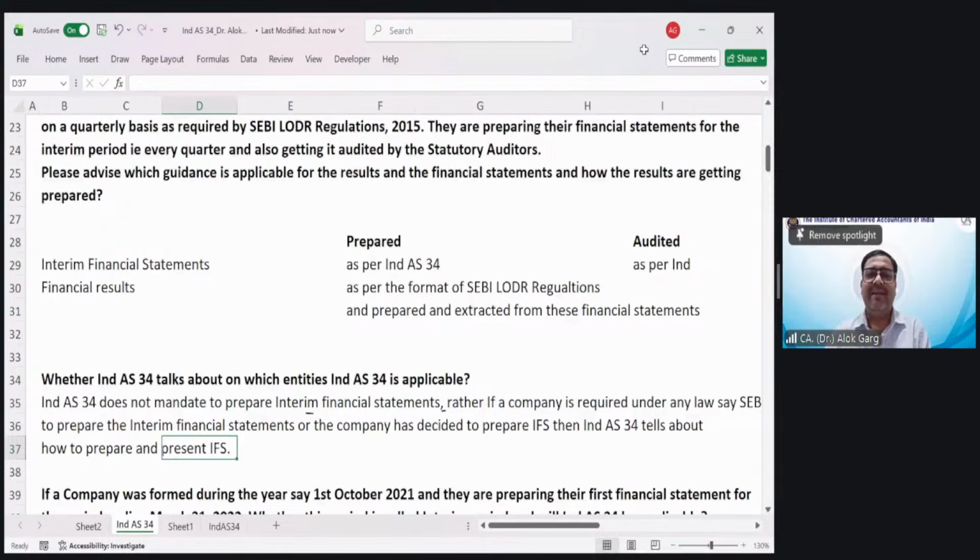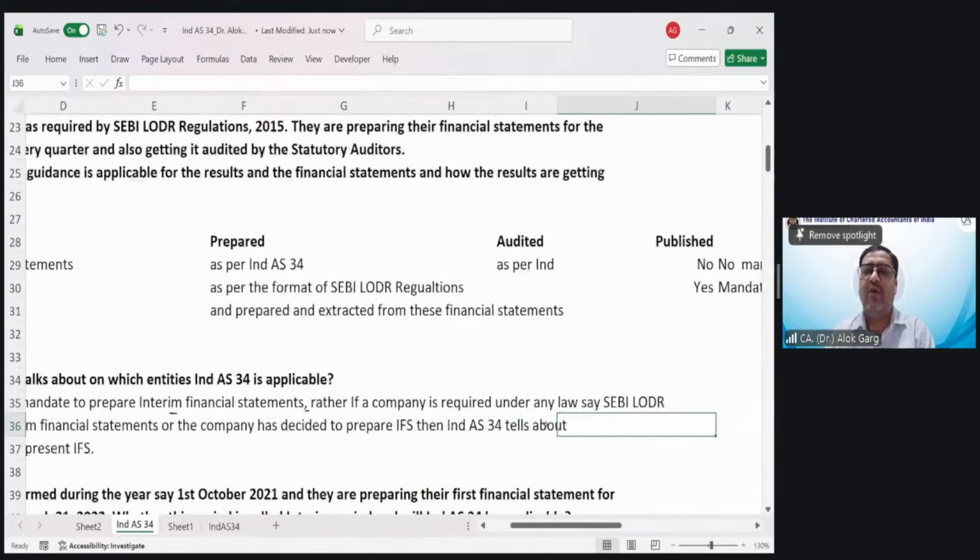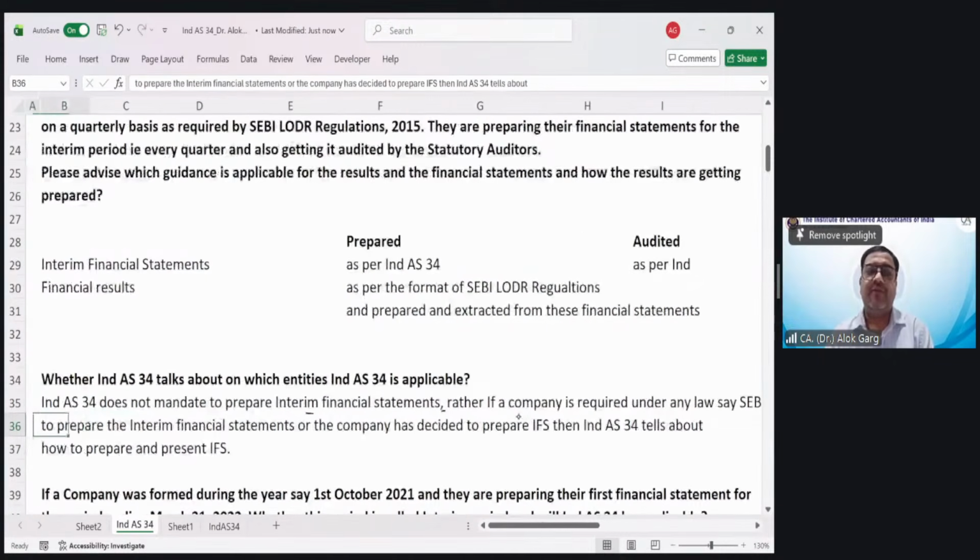Ind AS 34 does not mandate to prepare interim financial statement. Rather, if a company is required under any law, say SEBI LODR, to prepare the interim financial statement, or the company has decided to prepare interim financial statement, then Ind AS 34 talks about how to prepare and present interim financial statement. For example, there are so many startups.